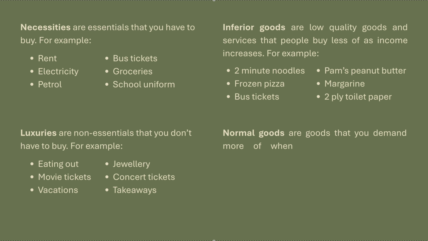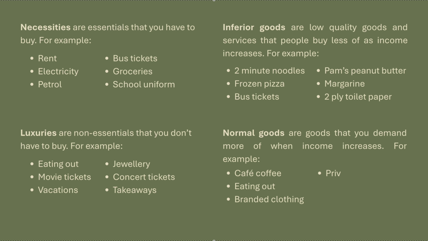Normal goods, the last category, are the opposite. They're goods that you demand more of when income increases. For example, coffee from a cafe, or eating out, or branded clothing. When you get more money, you'll want to buy more of this stuff.